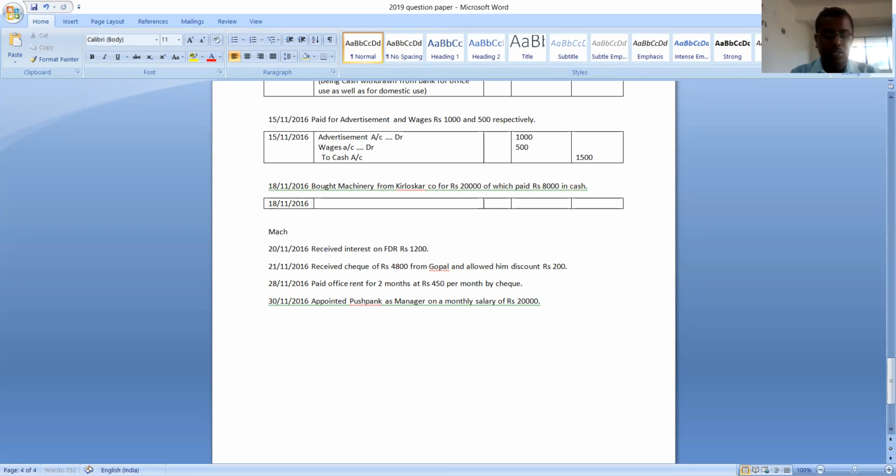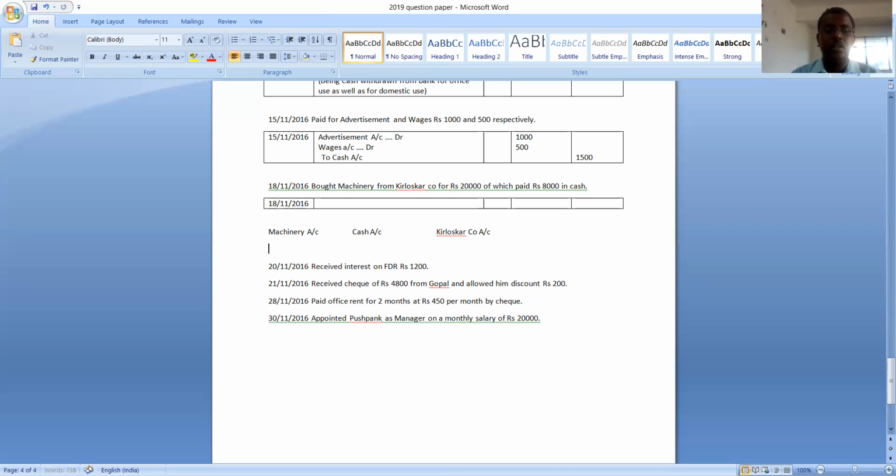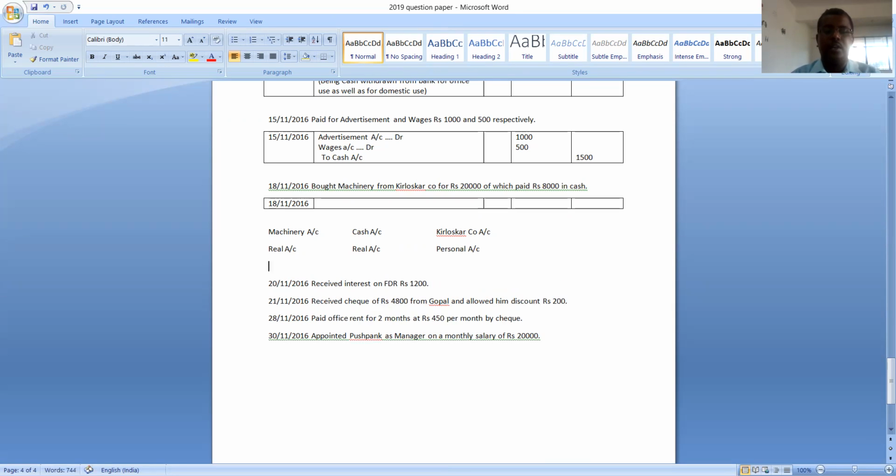One is we bought machinery, so one is the machinery account. We paid some amount of cash, so another account is the cash account. We got some amount of credit, so another account is a company's account. Which company? It is Kirloskar. Kirloskar company account. Understood? So these are the three accounts. You bought machinery. Machinery is which account? It is a real account. Cash is also a real account. Kirloskar company is a personal account.